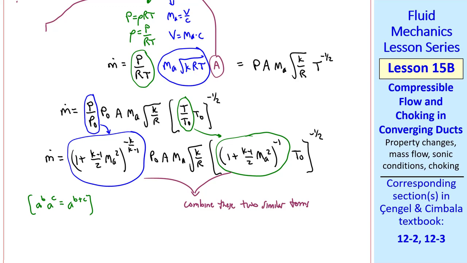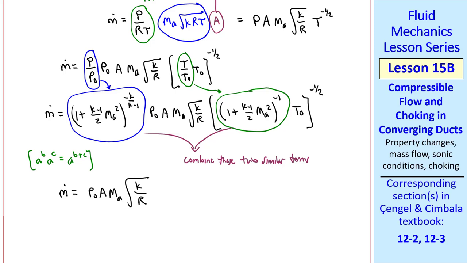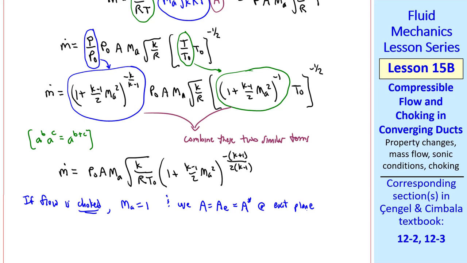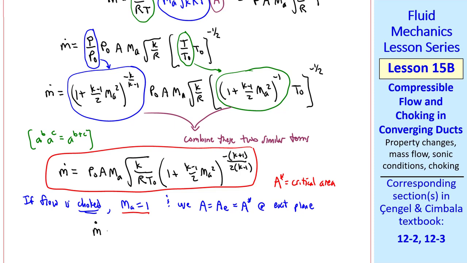So finally we have, rearranging, m dot equals P naught A Ma, square root of k over R, 1 plus k minus 1 over 2 Ma squared, and I put the T naught under the square root sign, and the combination of these two exponents, after a little bit of algebra, is negative k plus 1 over 2 times k minus 1. If the flow is choked, Ma equals 1, and we use A equals A_E equals A star at the exit plane, where we define A star as the critical area, where the Mach number is 1, since the flow is choked. Note that this equation is a general equation whether the flow is choked or not. But when the flow is choked, m dot is m dot max, and we can simplify this equation.